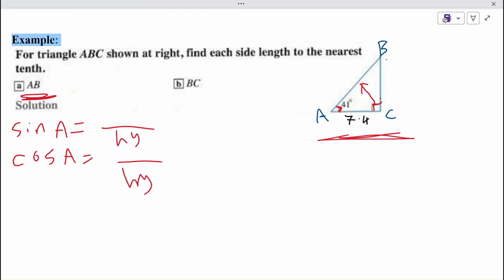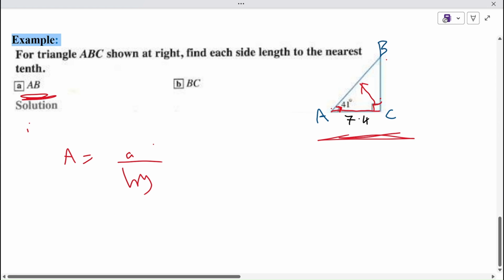So, look here. For A, what is the length? This length is given. This is 7.4. This is adjacent of A. So, which rule is adjacent over hypotenuse? Of course, cosine A. Cosine A is adjacent over hypotenuse. So, we will use the cosine rule. Okay?